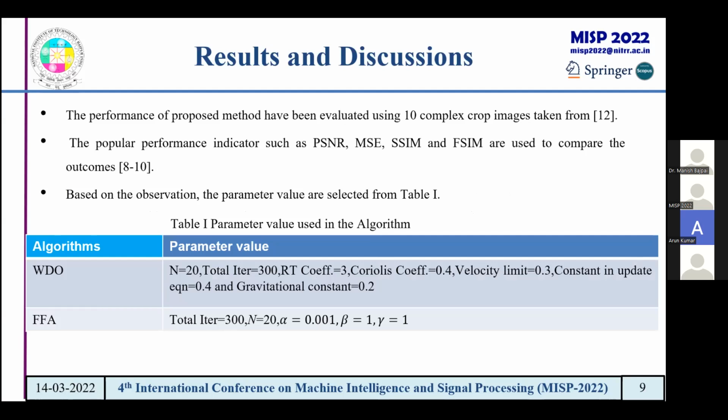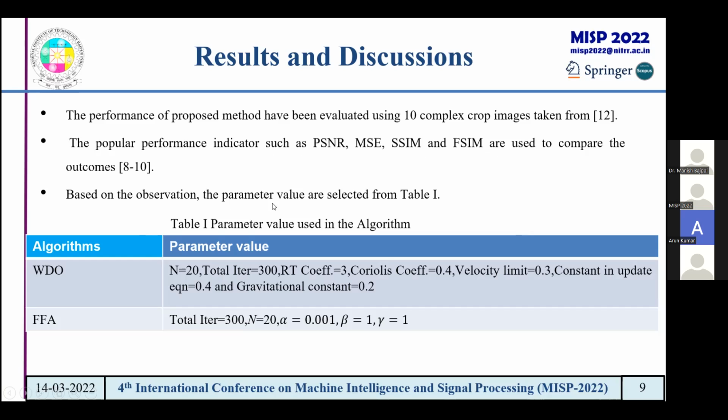These are the results and discussion sections. The proposed method has been evaluated using 10 complex background images that are taken from reference number 12. The 4 important performance indicator parameters, PSNR, MSE, SSIM, and FSIM, described in the next slide, have been used to compare the outcomes.